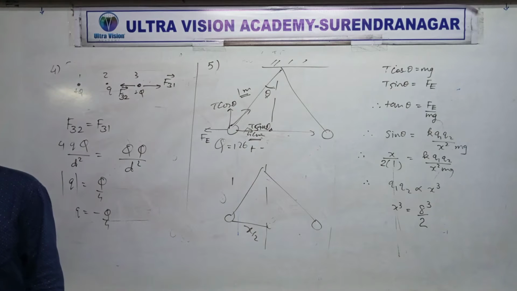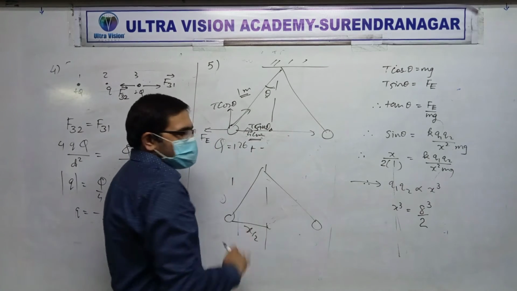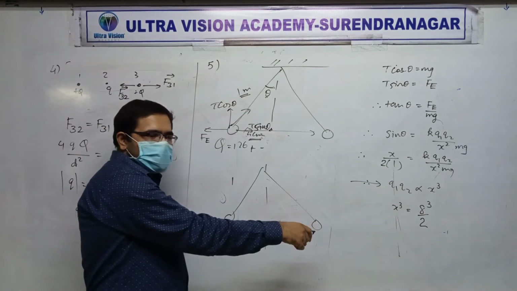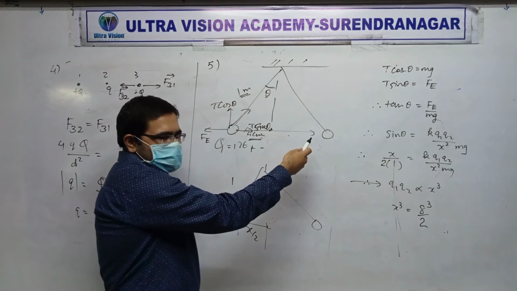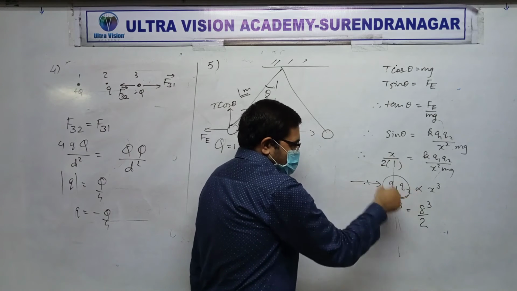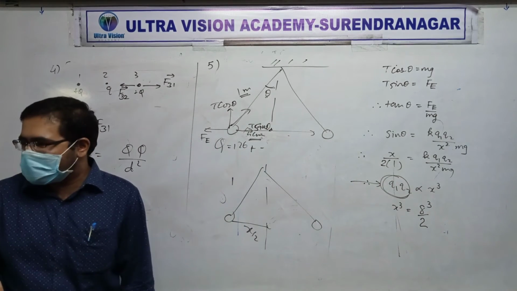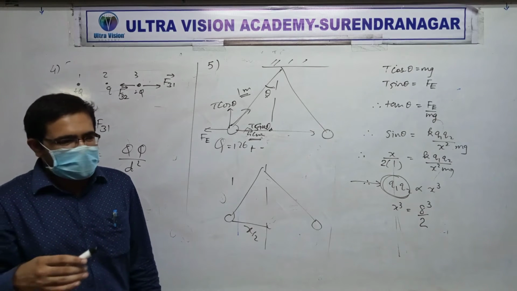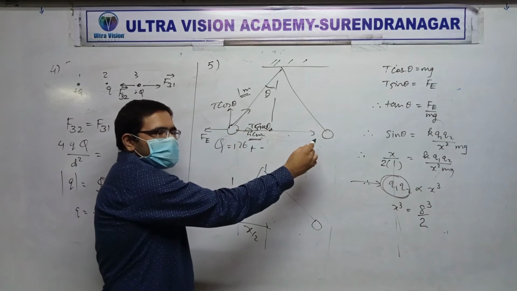Got there? Yes. Or not clear? For your knowledge, the product of charges on this and on this is proportional to x cube. So earlier that distance was how much? 8. Okay, now if we make one charge half, so our multiplication becomes half. So that means x cube should also be half of earlier. Half of 8 cube, right? Because earlier the distance was 8.